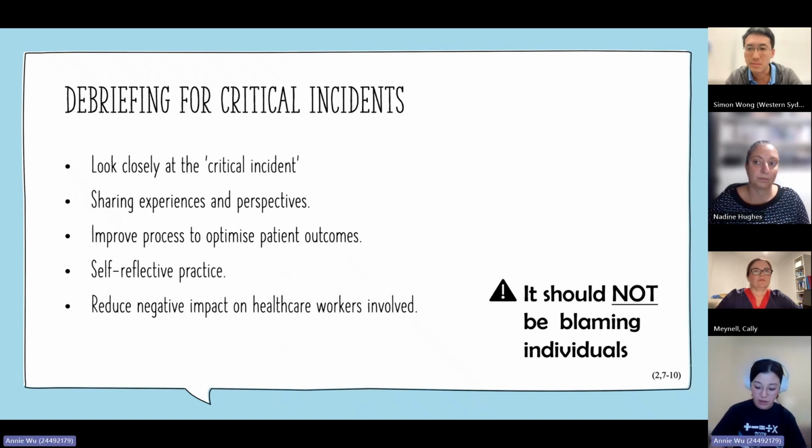So individually, there's some self-reflective practice going on, which is important as healthcare professionals. We should always look back at our own practice and what we're doing well and what we're not. And this helps with lifelong learning.